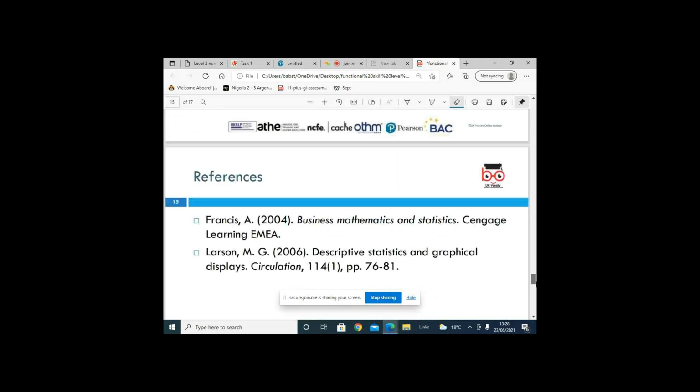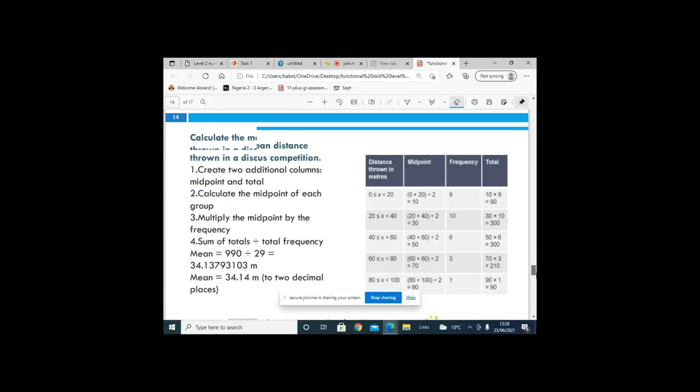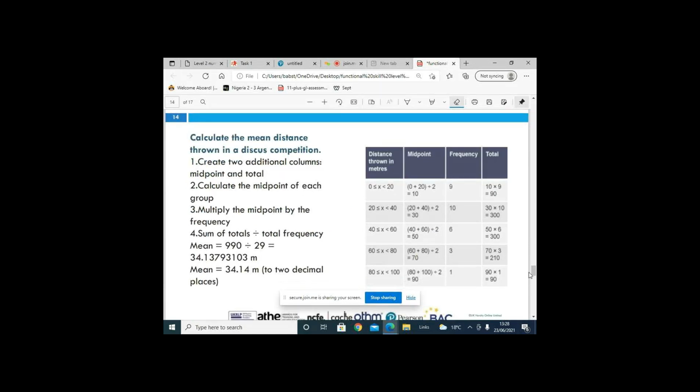So now they can also give you something that is a bit different. The one we did was so straightforward that we could find the mean directly. This one they can give you a range of different values. So for example, say from 0 to 20, the frequency there is 9.